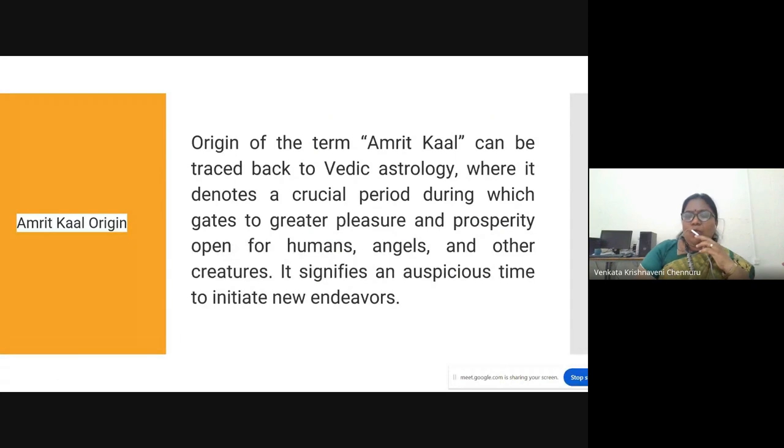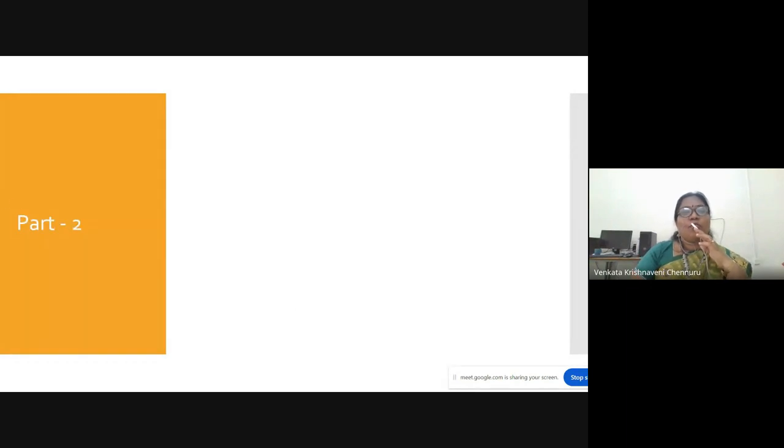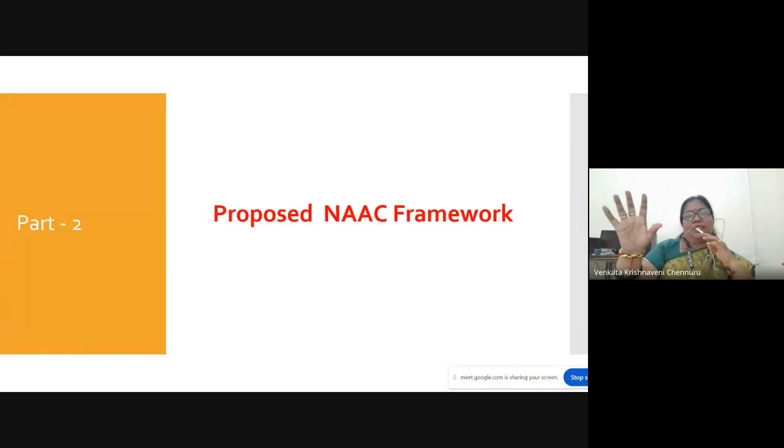So Amrit Kaul, what does it mean here? The origin of the term Amrit Kaul can be traced back to Vedic astrology, where it denotes a crucial period during which gates to greater pleasure and prosperity open for humans, angels, and other creatures. It signifies an auspicious time to initiate new endeavors. And we are in Amrit Kaul, where we are moving towards a very beautiful new transformation of NAAC. So all these, whichever I have told in the introductory part, made us go for transformation.